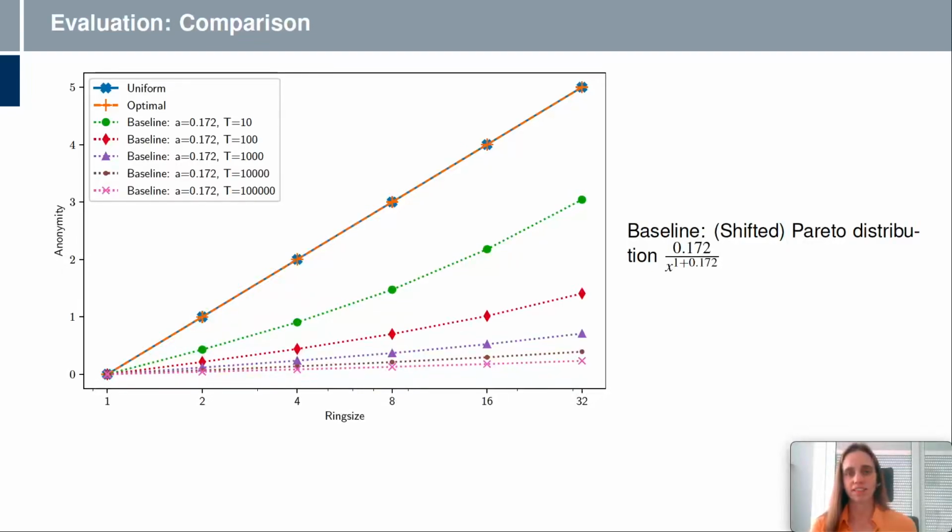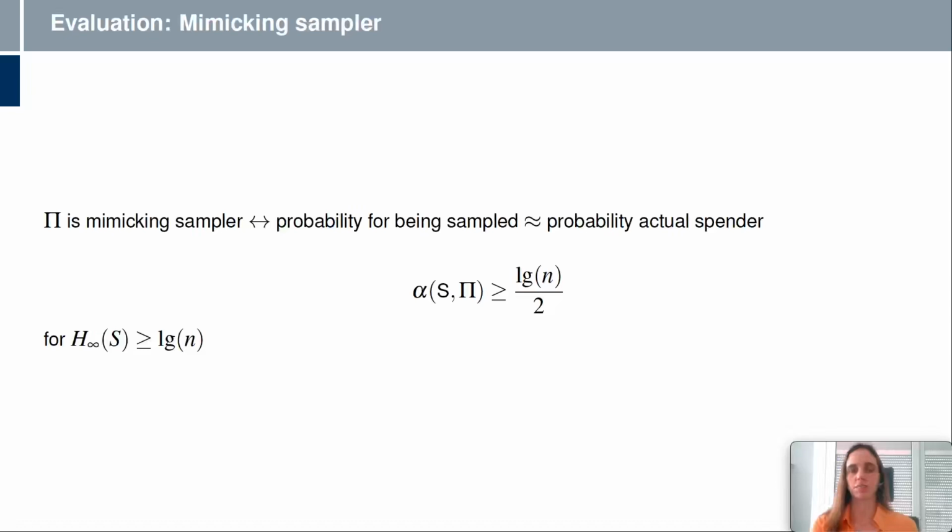The next sampler one could think of is the mimicking sampler. That means I'm sampling with the same distribution I assume that the spenders have. This is what is tried in Monero currently with the gamma distribution. We assume the spenders have the gamma distribution, so we sample accordingly. And in our paper, we proved that the anonymity for such a thing is greater or equal to logarithm of n half, if my initial entropy for my spenders was good enough.